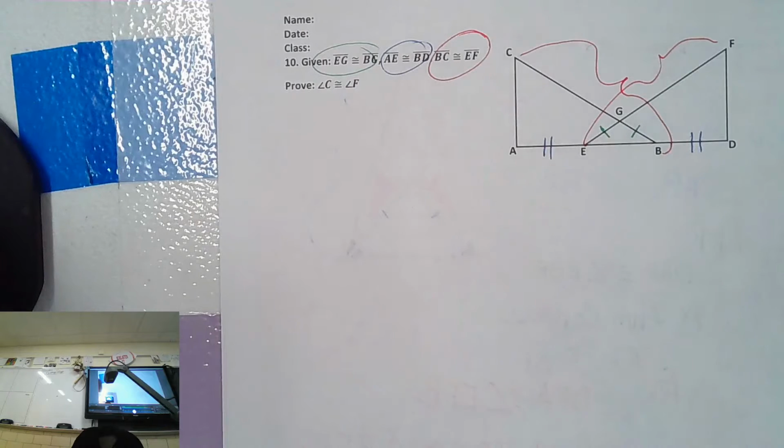I figured it out. Maybe. Probably right. Okay, so this little thing's a triangle. So this has to be congruent right there. Alright, so here's my logic.